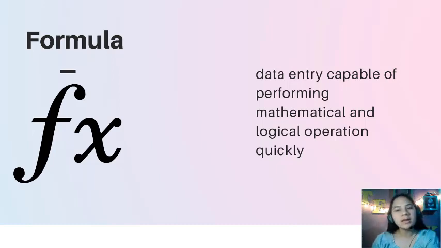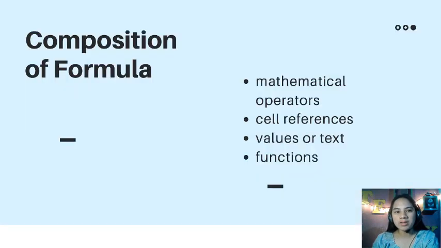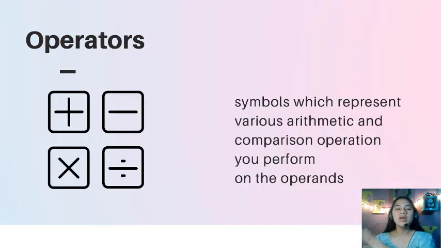It is a data entry for logical operation. It is used for solving quickly and more efficiently. Now, the composition of a formula: you need to have a mathematical operator. In Excel, you need to have an equal sign, and then a cell reference, and then the values or the functions like the sum, average, and so forth. Then we have the operators.